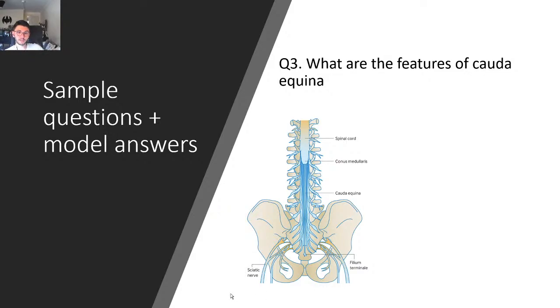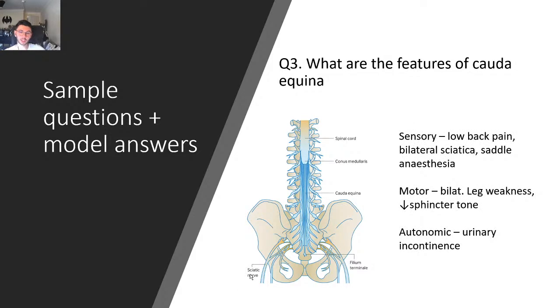So you have three different types of problems here. You have sensory problems, motor, and autonomic. That's how I like to remember it with newer stuff. Sensory, you have low back pain. You would have bilateral sciatica, so that's the pain down the back of your leg. You would have saddle anesthesia, so that's within the saddle region, where you would sit on a horse or sit on a saddle.